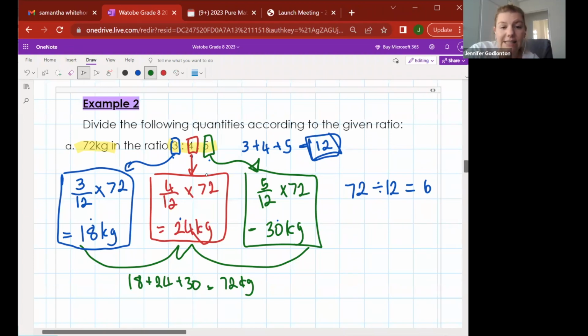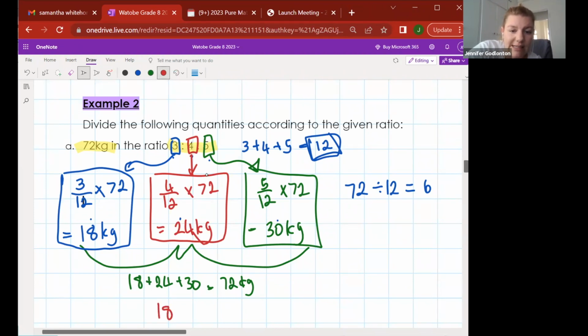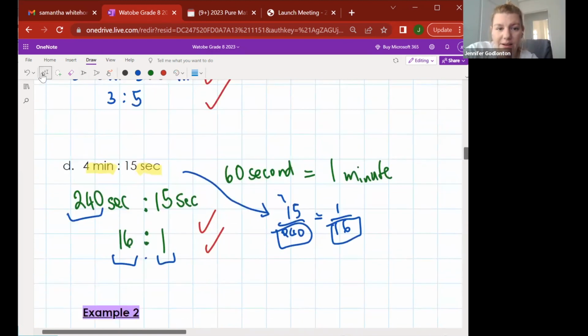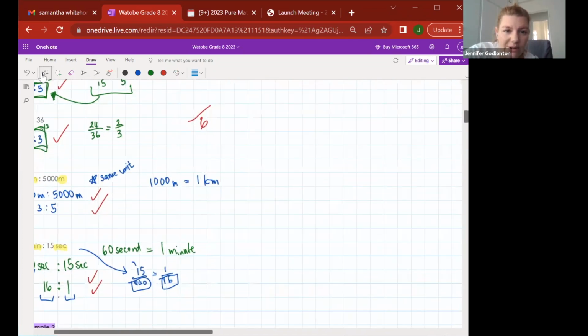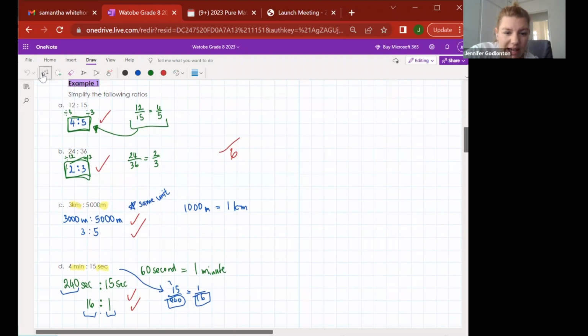You could write it as I've done here in the blocks, or you could write your final answer as a ratio. So you could write 18 to 24 to 30. But that's where we would stop. We definitely wouldn't simplify, because we'd land up getting the same as our question. We'd get 3 to 4 to 5. Okay. All right, so this was example 1. For anyone who needed to take a screenshot, you can.